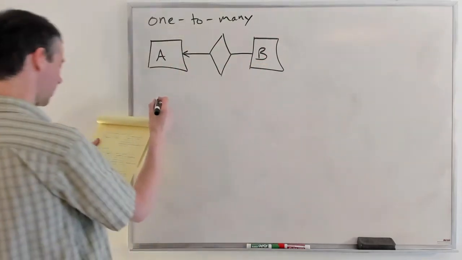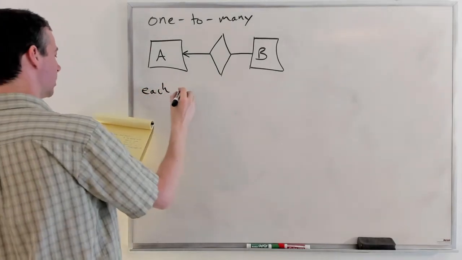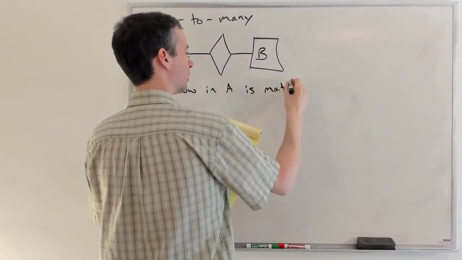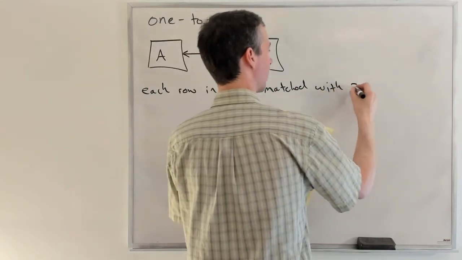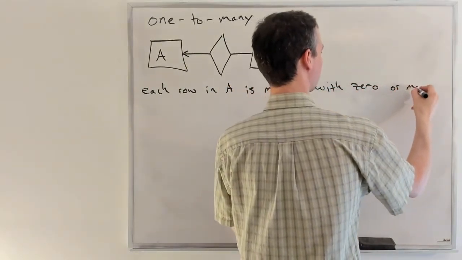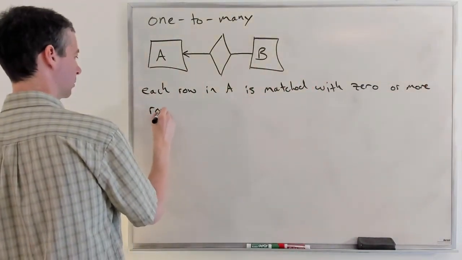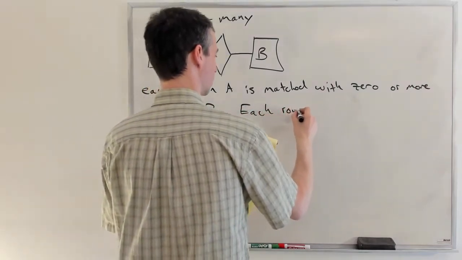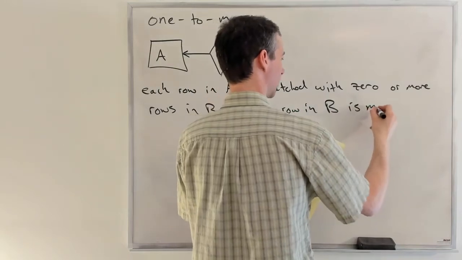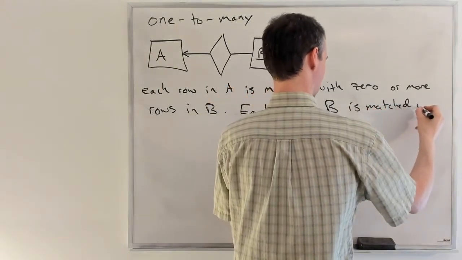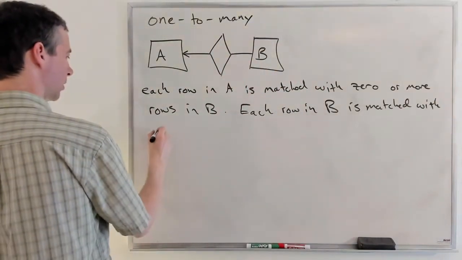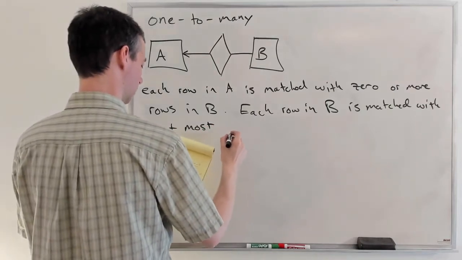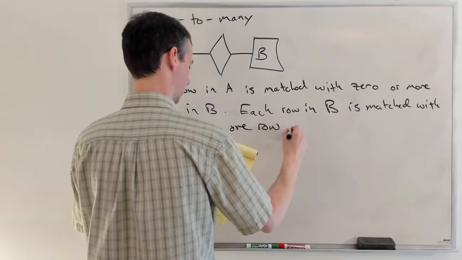So again, let's write this out. Each row in A is matched with, I'll spell it out this time, 0 or more rows in B. Each row in B is matched with at most one row in A.